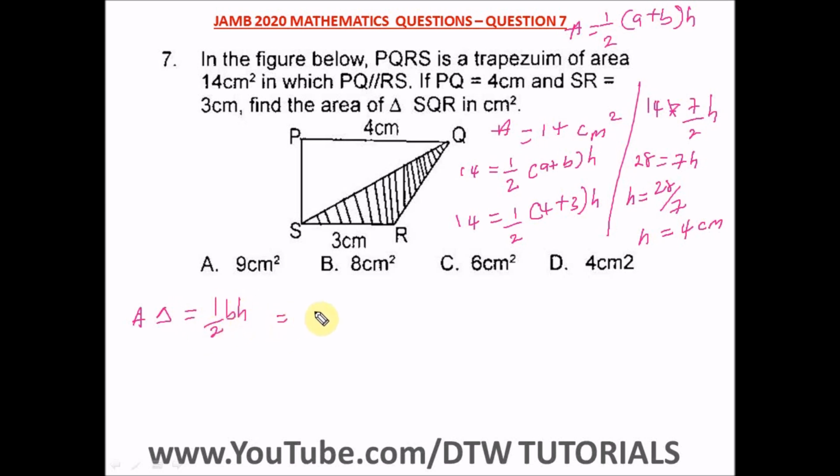So we have 1/2. What is the base of the triangle? Which is 3. What is the height? Height we're given is 4. So it equals 12/2. Answer is 6 centimeters square. So this is the area of a triangle, which is our C.